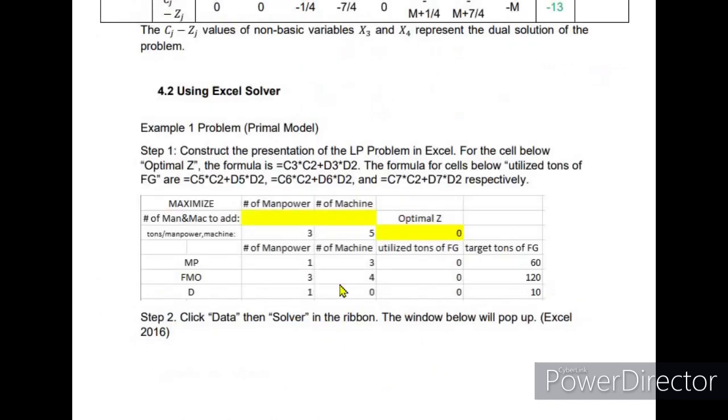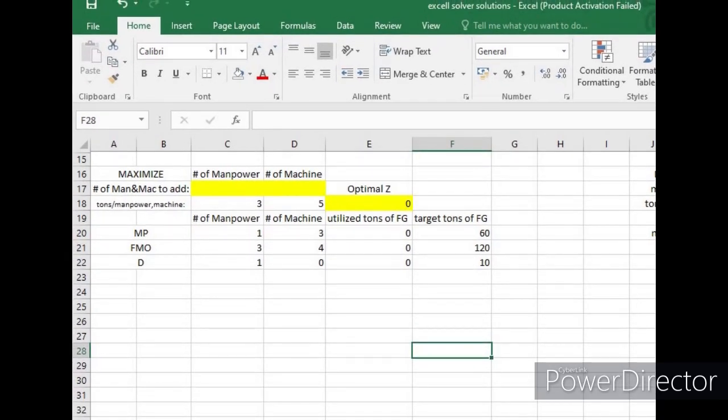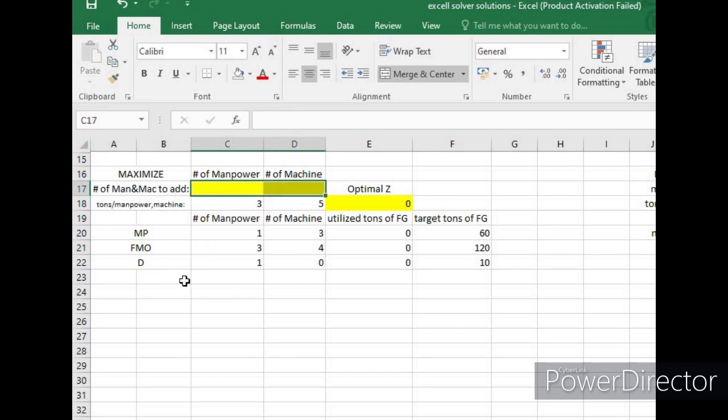Okay, now using the Excel Solver method for the example 1 problem, primal model. So now open your Microsoft Excel. Okay, now write this table. Okay, so you can write your table in the way you want it to be, just to emphasize the solution and the optimal value. So the number 1 example is to maximize the number of manpower and the number of machine. Okay, so the resulting solution will be the number of man and machine to be added.